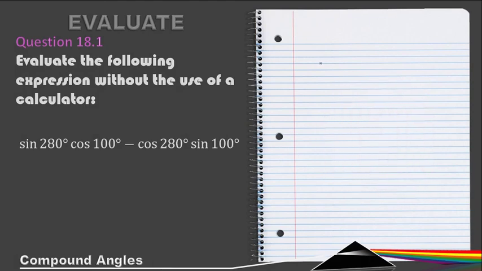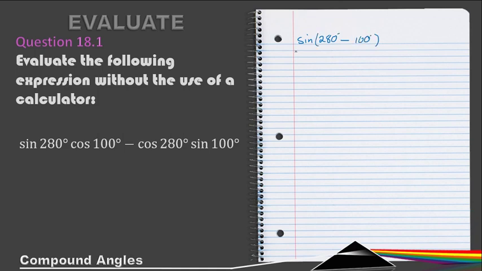Question 18.1. Now we do the same here. In this case, we have sine 280, cos 100, then cos 280, and sine 100. Now this is sine, then cos, then cos, then sine. So this one belongs to sine. And my first angle is 280. And then same sign. And then my second angle is 100 degrees.